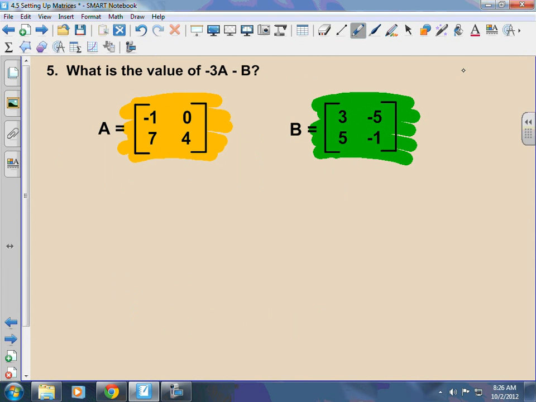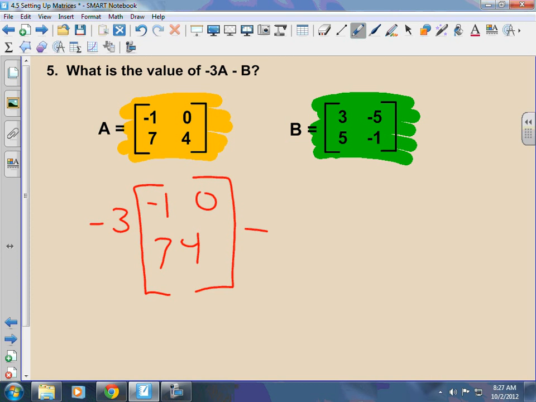What am I going to put for A? Why would I put -3 for A? What tells me A equals -3? Where does it say A equals -3? What does it say A equals? This matrix, right? A equals this matrix. So when I go -3, what am I going to put next to my -3? This matrix that's highlighted in yellow, yes. -1, 0, 7, 4.